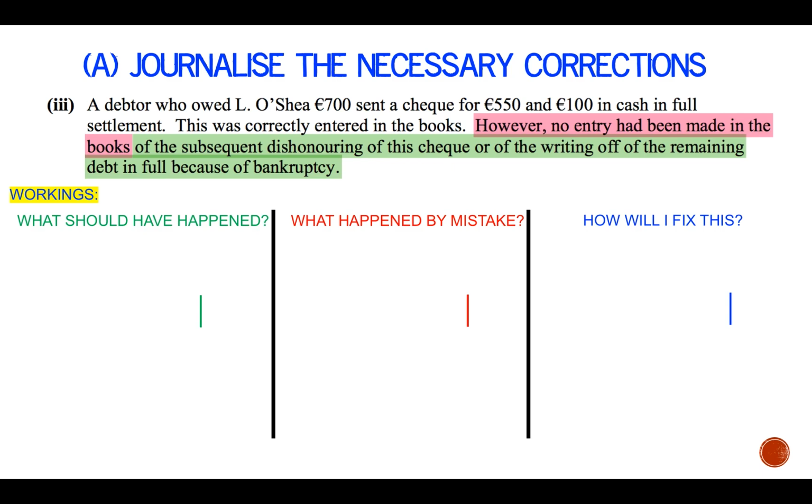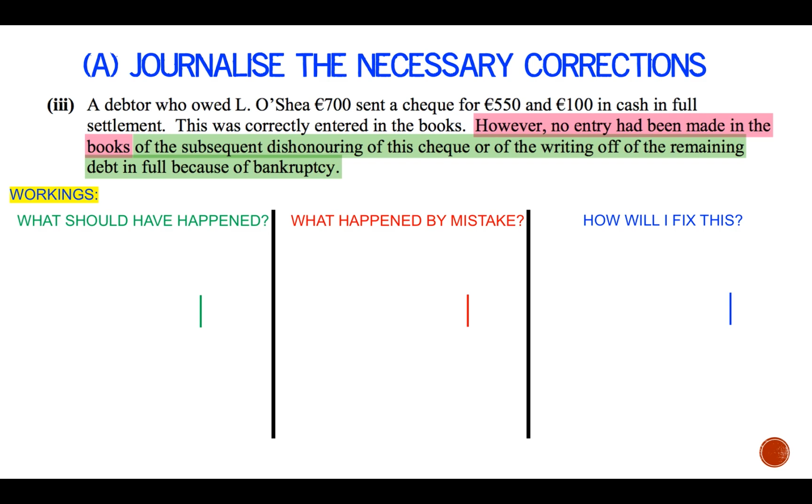Now number 3. A debtor who owed L. O'Shea €700 sent a cheque for €550 and €100 in cash in full settlement. This was correctly entered in the books. However, no entry had been made in the books of the subsequent dishonouring of this cheque or of the writing off of the remaining debt in full because of bankruptcy.